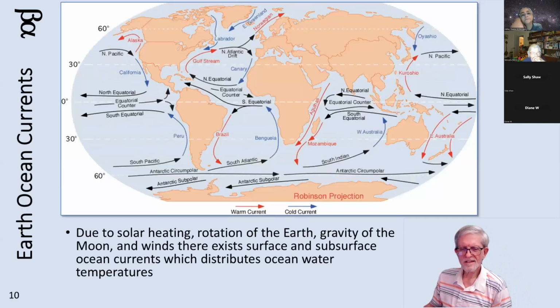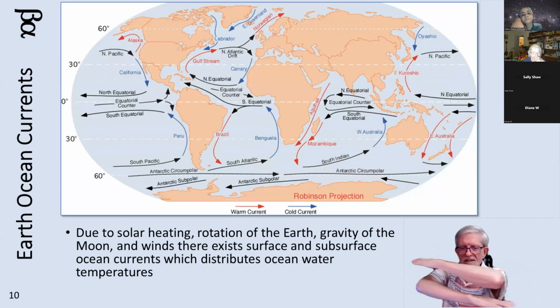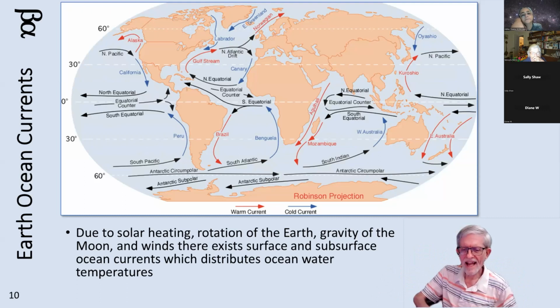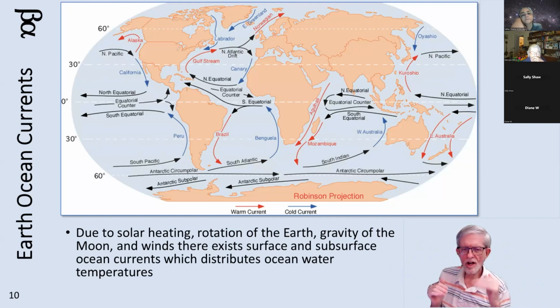Then there's currents. The water doesn't just sit there, it's moving, and it's moving at different levels, and they can actually be moving in different directions at different levels. This map is a little bit weird in that it's got a combination of both the low level and the high level on the same thing, and they use a different color to tell you the warm water movement versus the colder water movement.